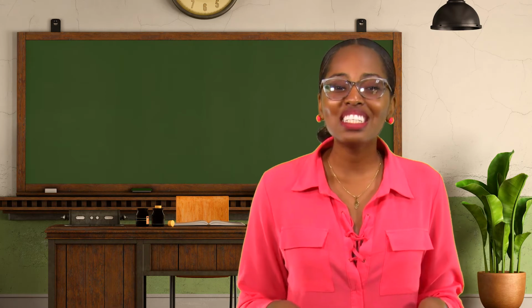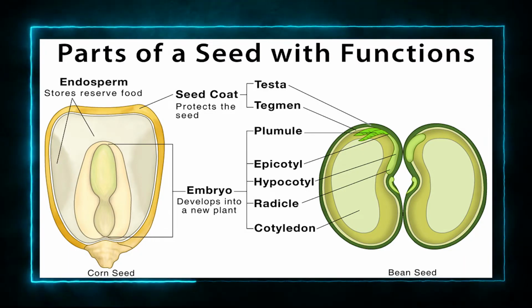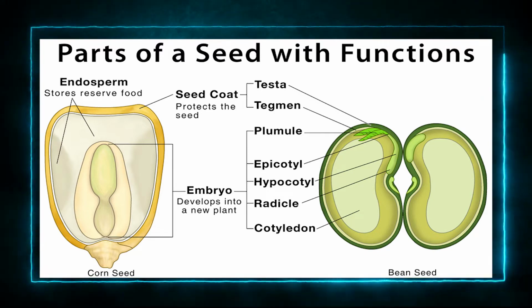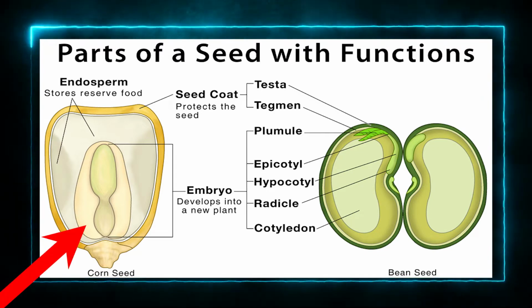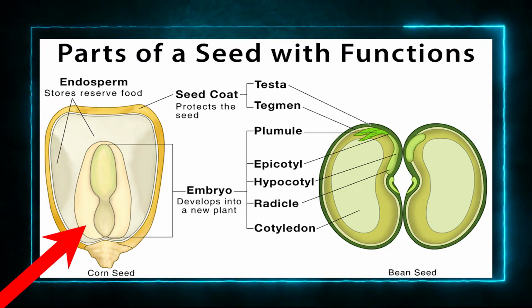Now let's move on to discuss the parts of a seed and the function of each part. To do this, we're going to look at a monocot seed and a dicot seed. The monocot seed we'll be looking at is a corn seed.